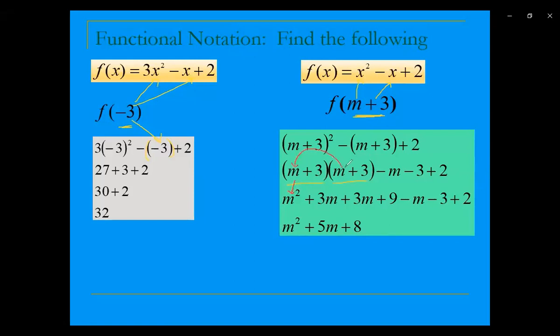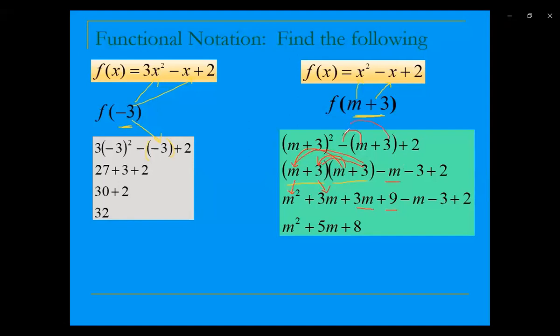M times 3 should give us what? 3M. Then we have 3 times M, which should give us 3M. And then 3 times 3 should give us what? 9. Good. And then simplify the ones in the bracket: M times -1 will give you -M.